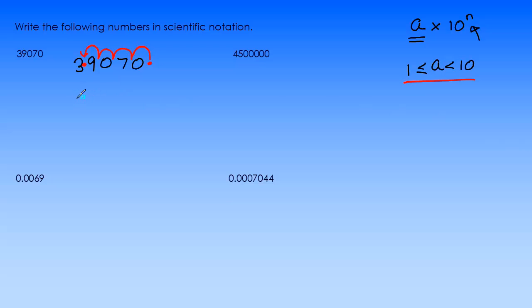So in scientific notation, we write 3.907. We don't need to put the last 0 down. And then we need to decide on the power that goes on the 10 here. Well, in this case, we want 1, 2, 3, 4. So it's 4. It's a positive 4 because the original number is a number that's greater than 10. If the original number is a number greater than 10, then the power would be positive.